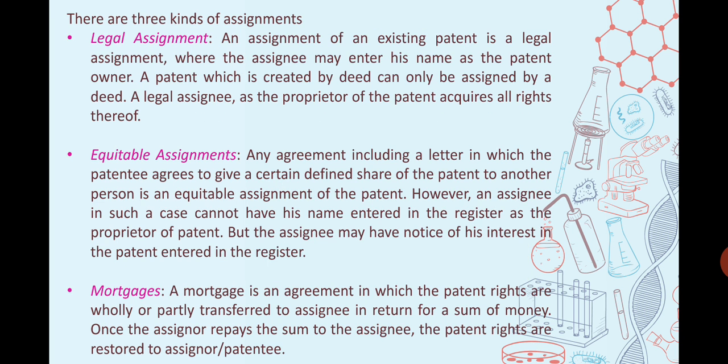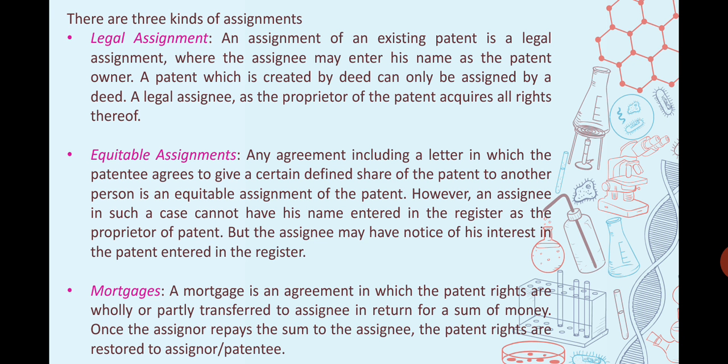Typically, there are three kinds of assignments. One is legal assignment, in which case the assignee's name gets entered as an owner in the patent journal. So, the entire patent ownership is transferred to the assignee. It has to be done by way of a deed, which is known as the legal assignment deed, and it has to be again registered.